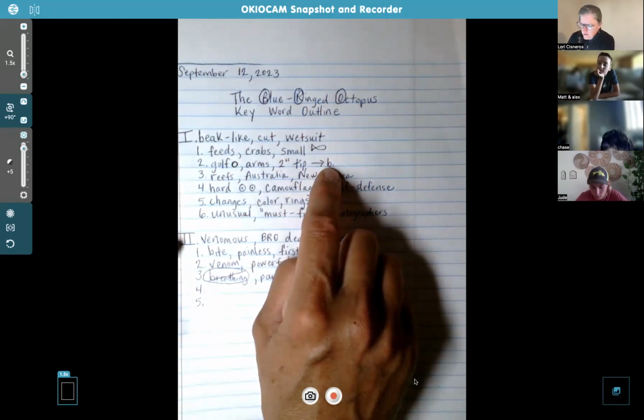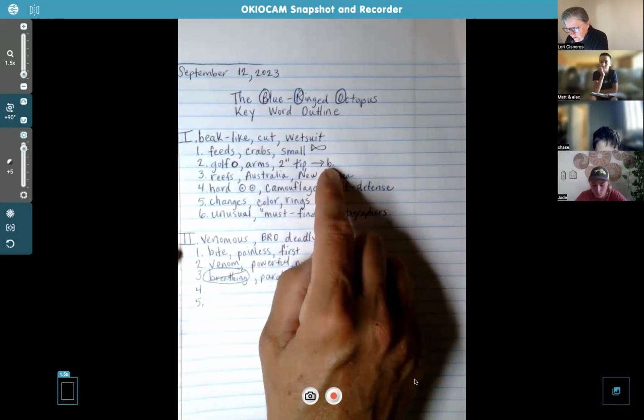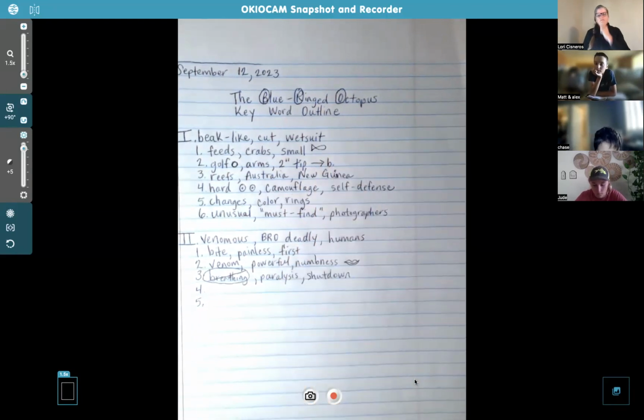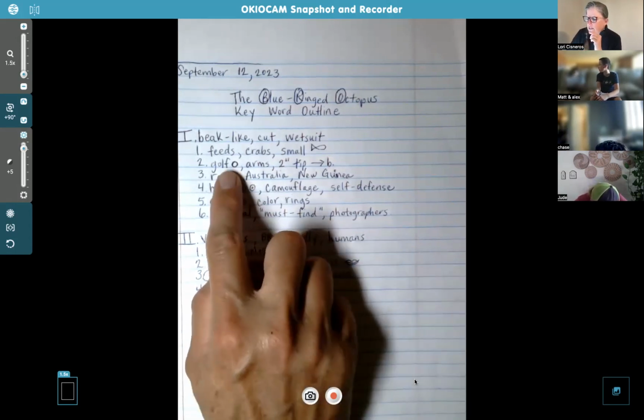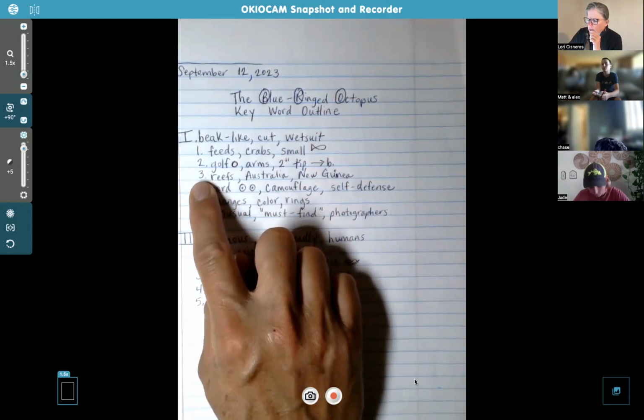No, I did this part as my homework. So golf, octopus, arms, 2 inches. The size of the octopus is like a golf ball, 2 inches. Okay, good. I think what's happening is your outline has something a little bit different than that, but you're on the right track. Let's see if Jude can do this next one here.